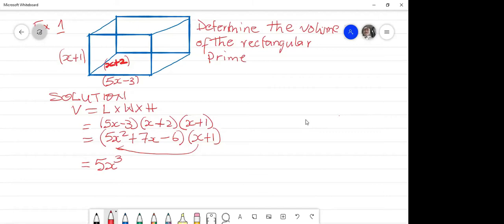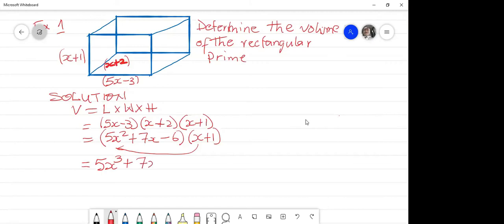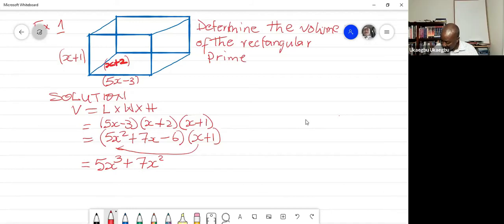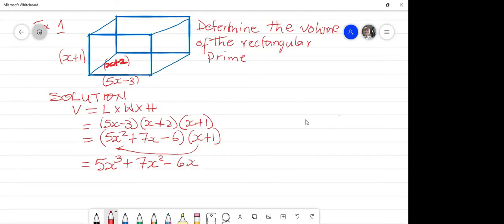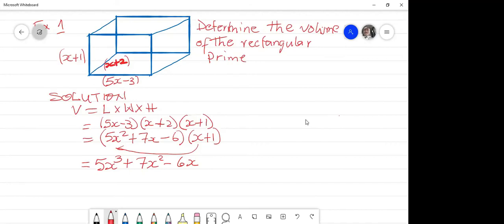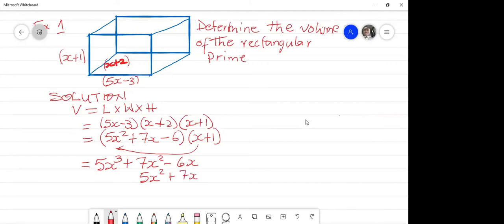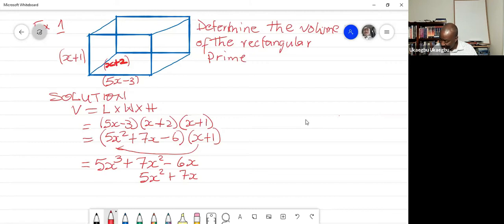Then we repeat the process. x multiplied by 7x gives 7x squared. Then x multiplied by negative 6 gives negative 6x. Then 1 multiplied by 5x squared gives 5x squared. 1 multiplied by 7x gives 7x. And then 1 multiplied by negative 6 gives negative 6. You see how I arranged it?